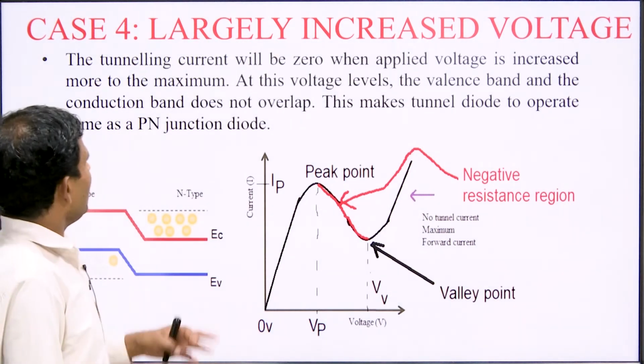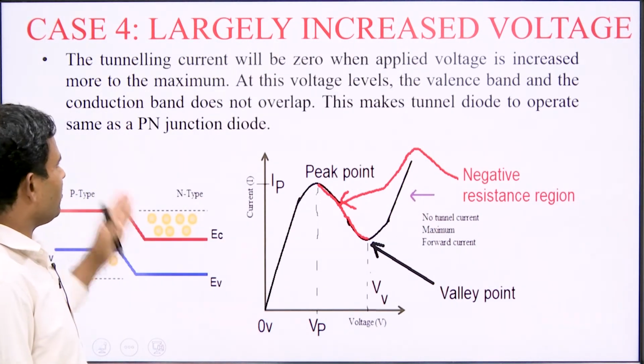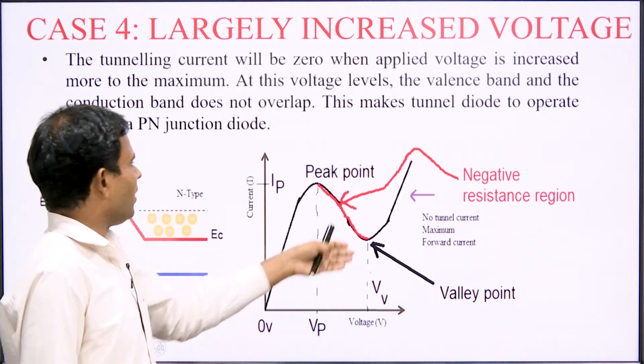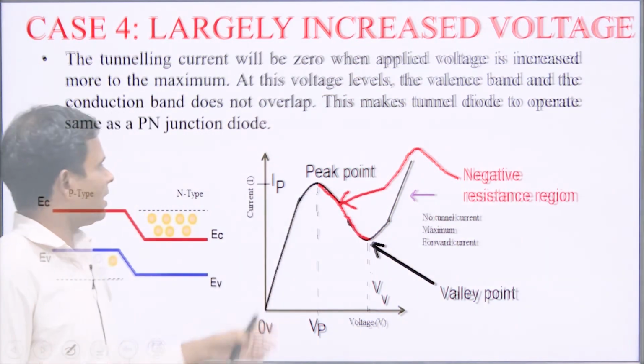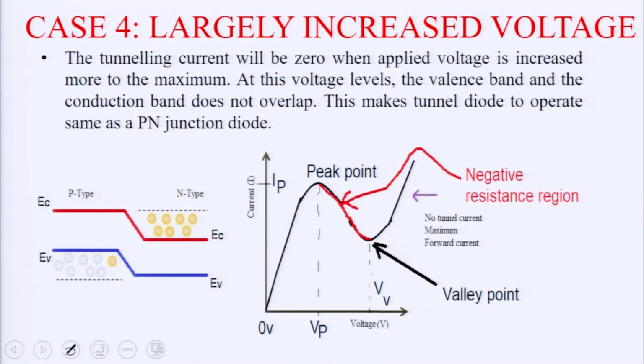And what will happen if we largely increase the voltage? We will achieve a curve like this. First of all, the current will decrease to the bottom, and further then the current will increase. And after this valley point, the characteristics of the tunnel diode follow the general purpose diode, just as the normal diode.